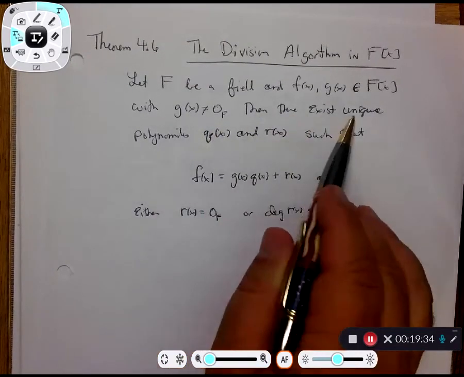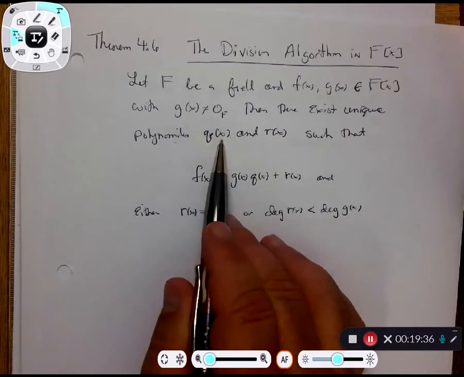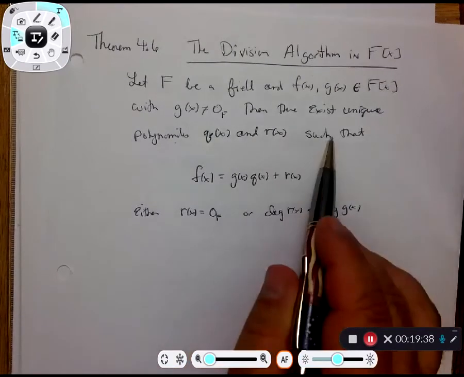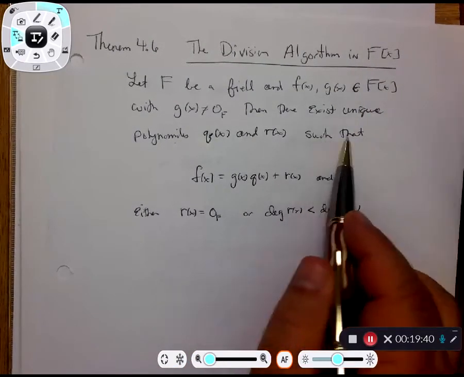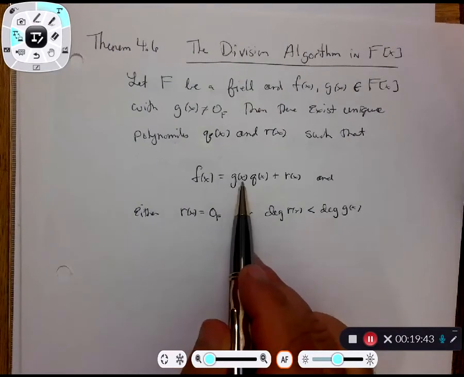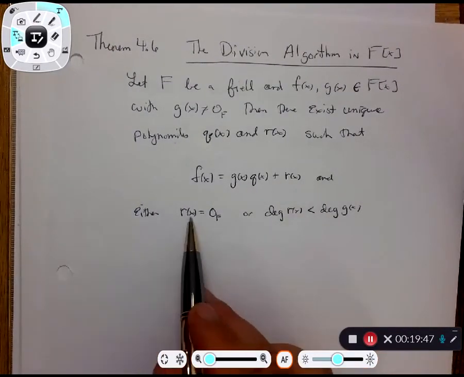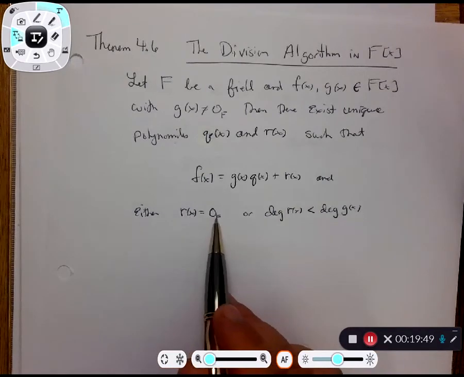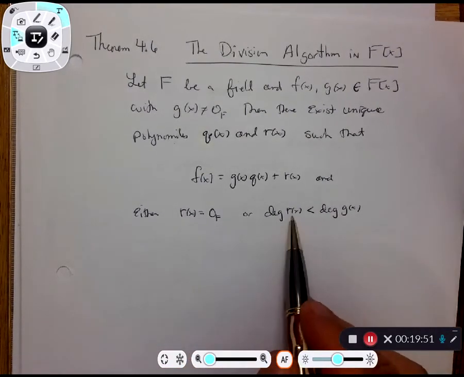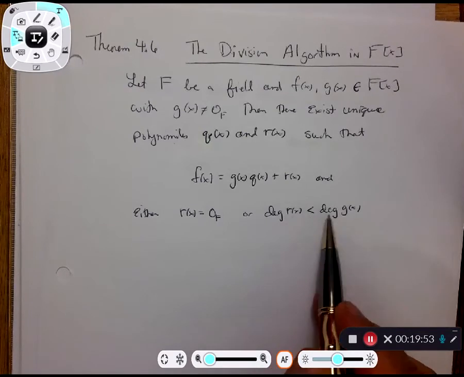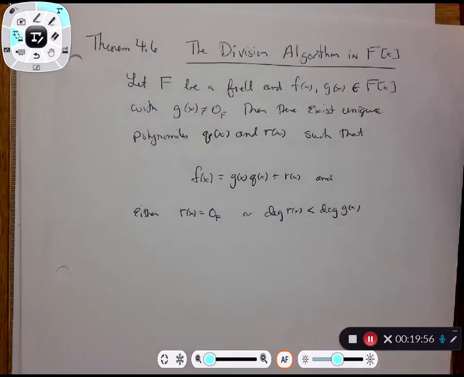Then there exist unique polynomials, q of x and r of x in F adjoined x, such that f of x is equal to g of x times q of x plus r of x, and either r of x is equal to 0 in F, or the degree of r of x will be less than the degree of g of x. We're talking about dividing polynomials.